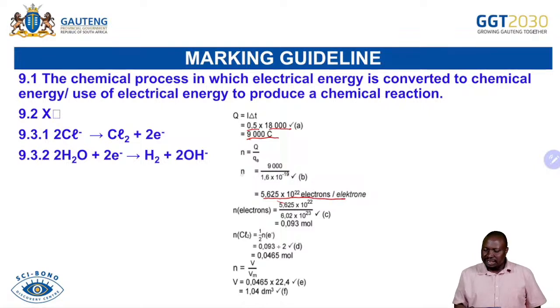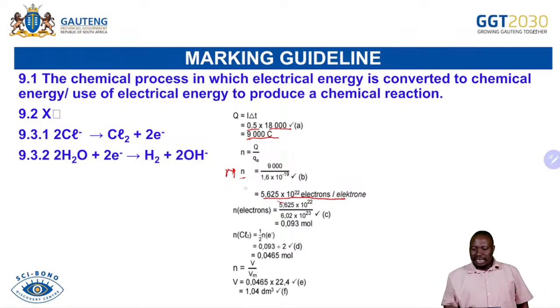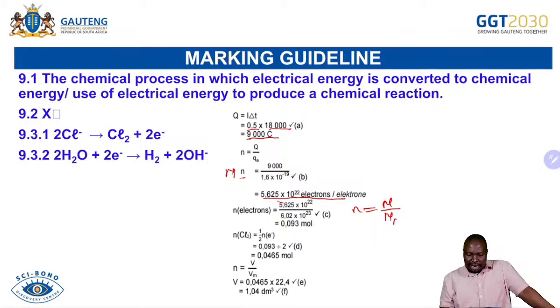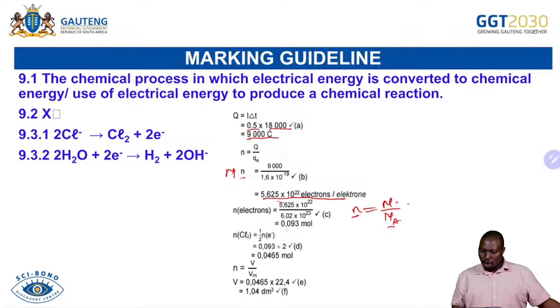Please, learners, don't think that this n you are calculating here is the number of moles. No, it's the number of electrons. Once you have the number of electrons, which is the number of particles, you use n equals N over NA to get the moles of electrons: 5.625 times 10 to the power of 25 divided by Avogadro's number, and then you are able to get 0.093 moles.